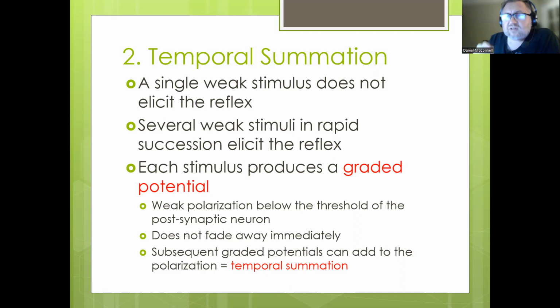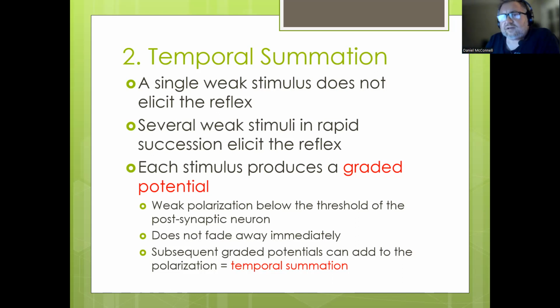So a very soft tap with our rubber mallet might raise the voltage of that cell a little bit, but it might take us from negative 70 to negative 60, right? Which is not enough to cause that neuron to actually fire an action potential and transmit a signal to the spine where it can activate that motor neuron and trigger the actual knee-jerk reflex, right? So we have to strike that neuron strongly enough to activate the response.